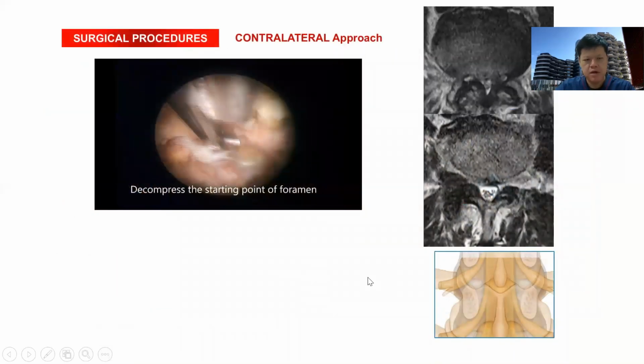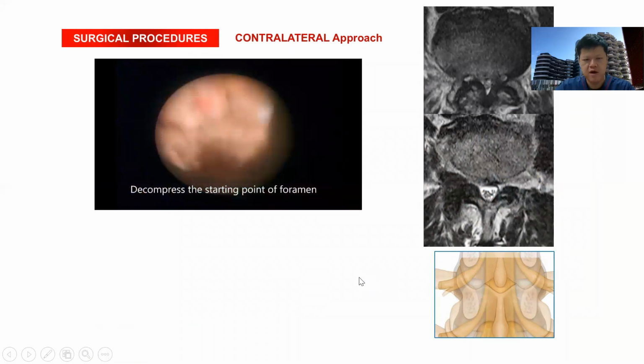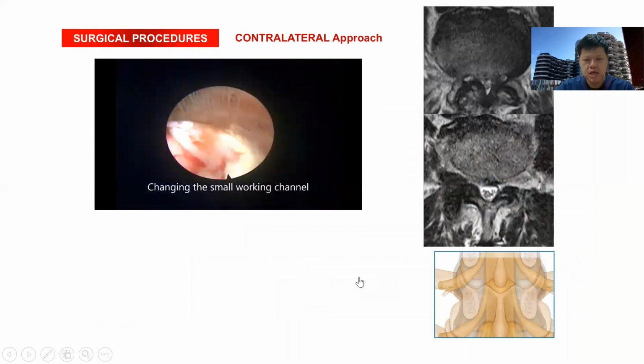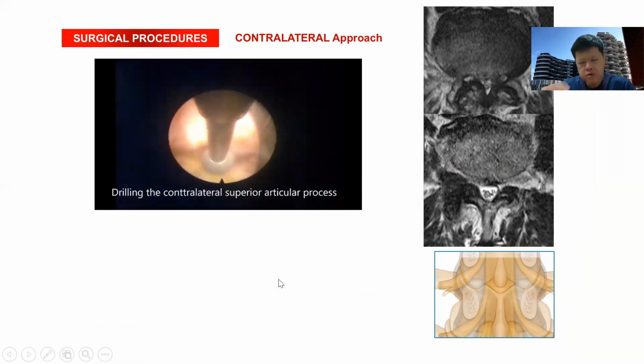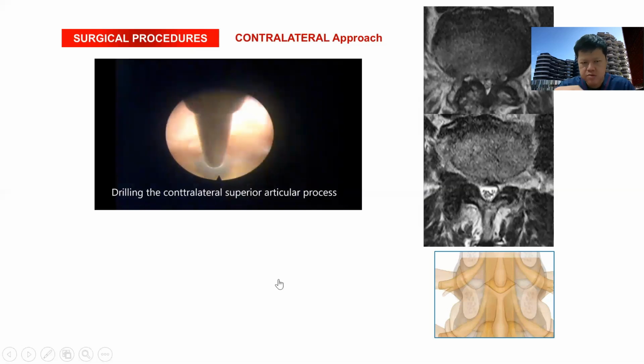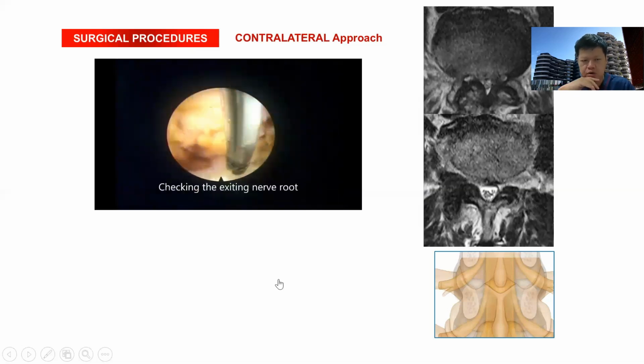Basically, we start from the contralateral side, meaning if we do a right L5S1 foramen, we will be starting from the left. We target the base of the spinous process. We do a decompression, and then we change to a smaller working channel. We expose first the base of the spinous process, we drill through it and work underneath the sublaminar region.